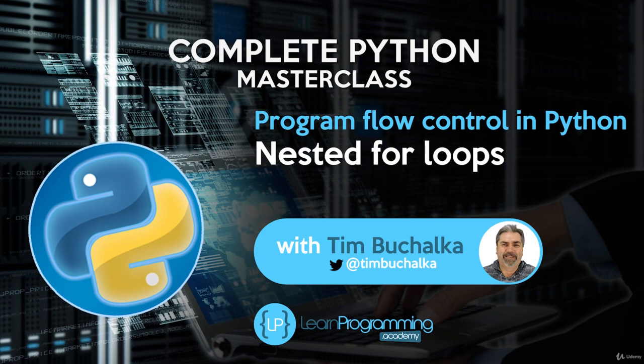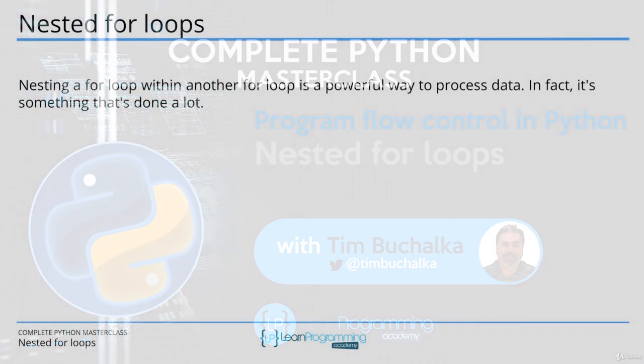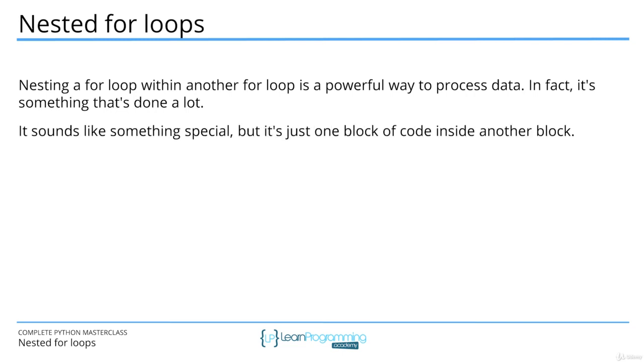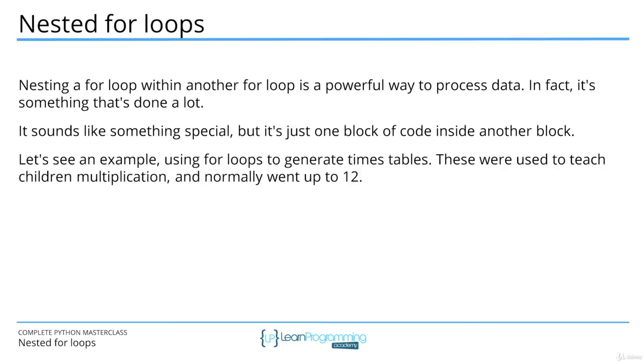Nesting a for loop within another for loop is a powerful way to process data. In fact, that's something that's done a lot. It sounds like something special, but it's just really one block of code inside another block. So let's see an example of that using for loops to generate times tables. Now these we use to teach children multiplication and normally went up to 12.